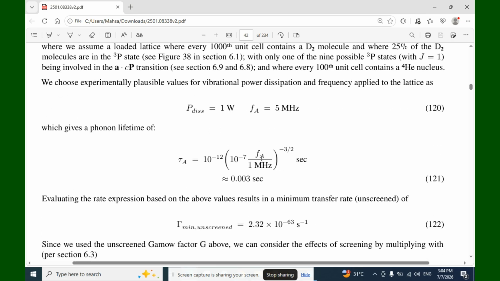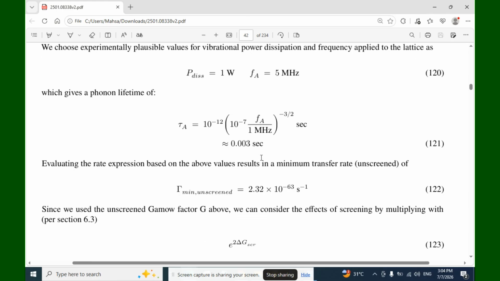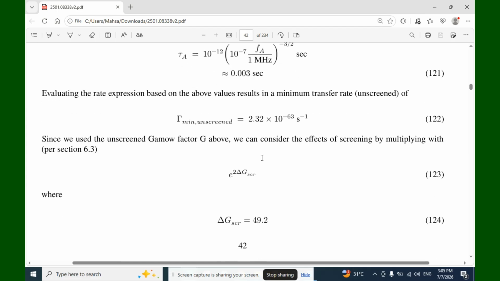We choose experimentally plausible values for vibrational power dissipation and frequency applied to the lattice as P dissipation is equal to 1 watt and frequency is equal to 5 megahertz, which gives a final lifetime of tau r is equal to 10 to the power of minus 12 multiplied by 10 to the power of minus 7, frequency of r divided by 1 megahertz to the power of minus 3 divided by 2 seconds, which is almost equal to 0.003 seconds.